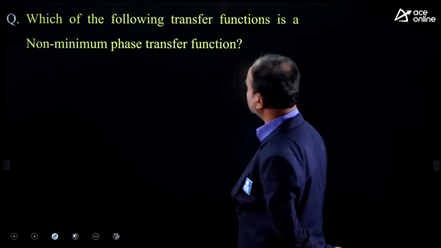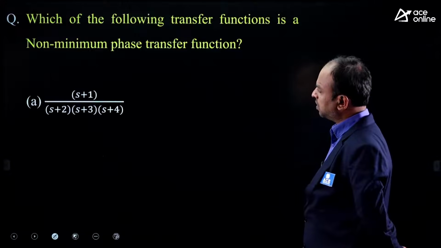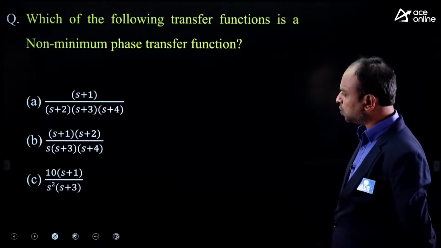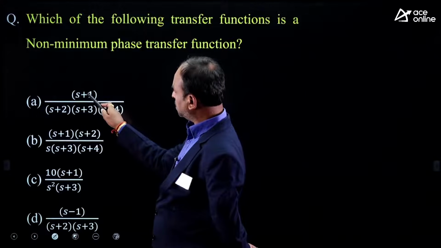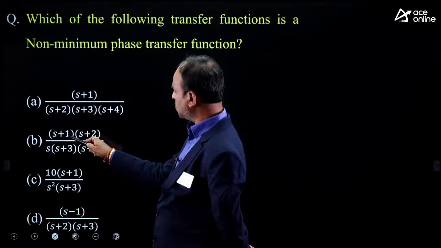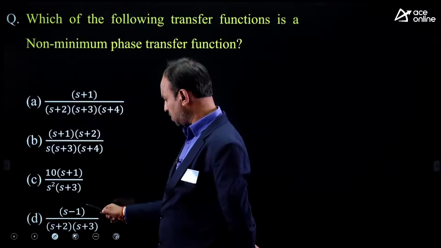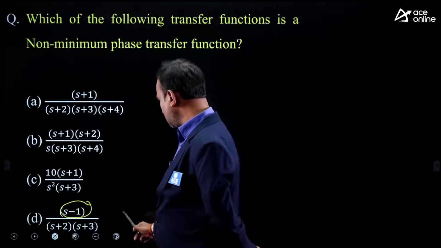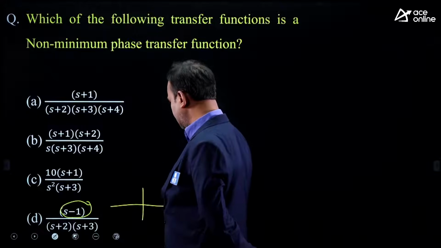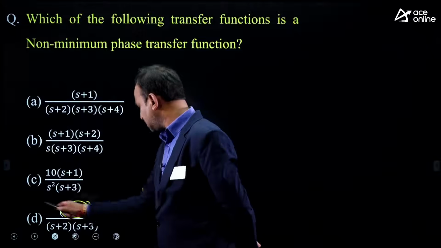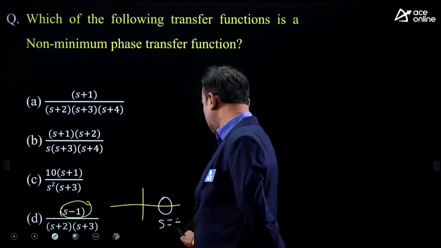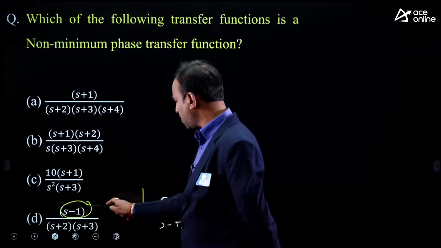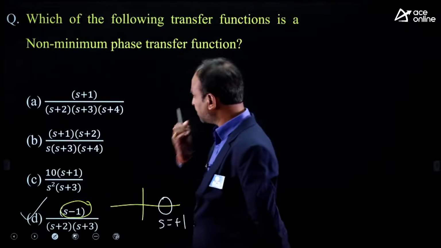Which of the following transfer functions is a non-minimum phase system transfer function? Non-minimum phase system means a zero should be on the right side. The zeros at S equal to minus 1 are on the left side. Only one zero is on the right side here. When a zero is on the right side, that system is called a non-minimum phase system. No doubt option D is the correct answer.